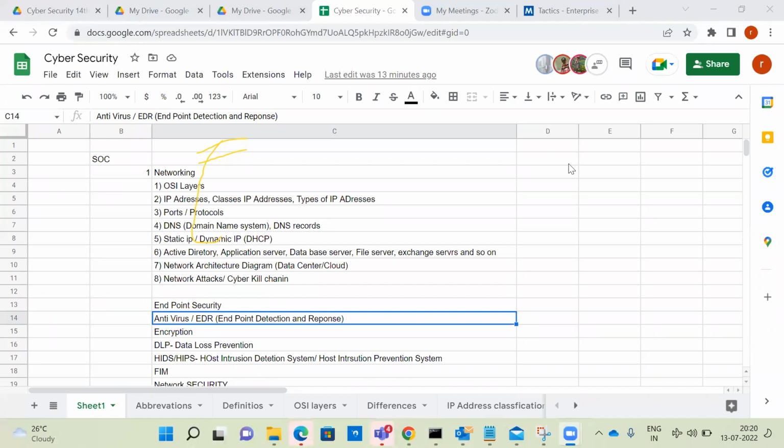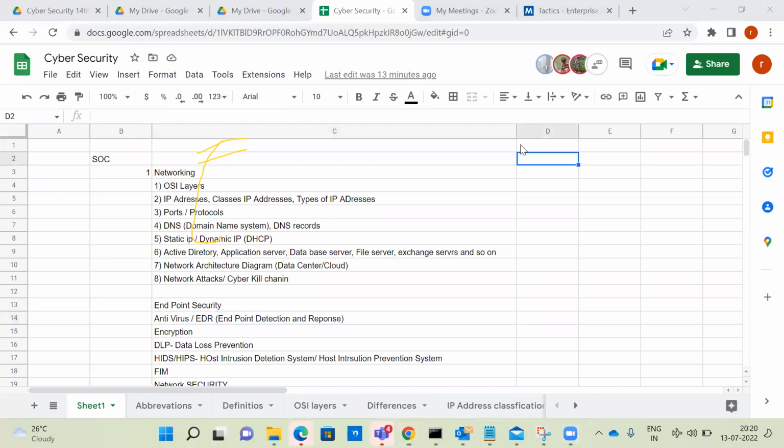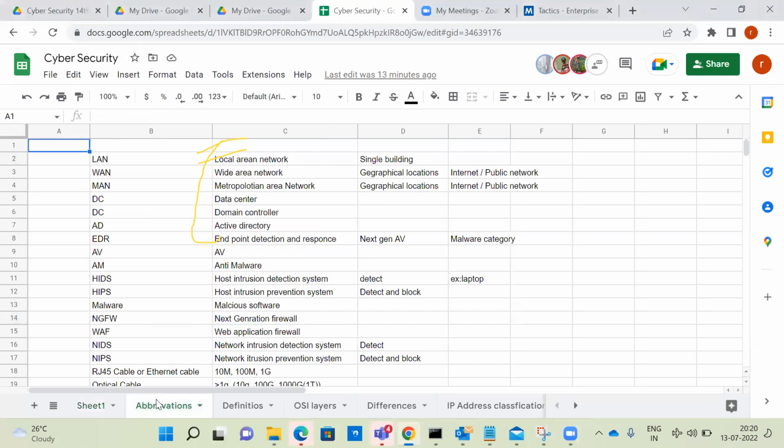Sorry if I'm rude. Maybe you did not attend the classes. Even in the abbreviations I gave EDR, endpoint detection and response. It's a next generation antivirus. Please go through all these things. I'm repeating all this because these abbreviations we will repeat continuously. In the second sheet, under abbreviations, you can see EDR, next generation antivirus. It's for the malware category of attacks. It will block it. So that's all about the MITRE framework.